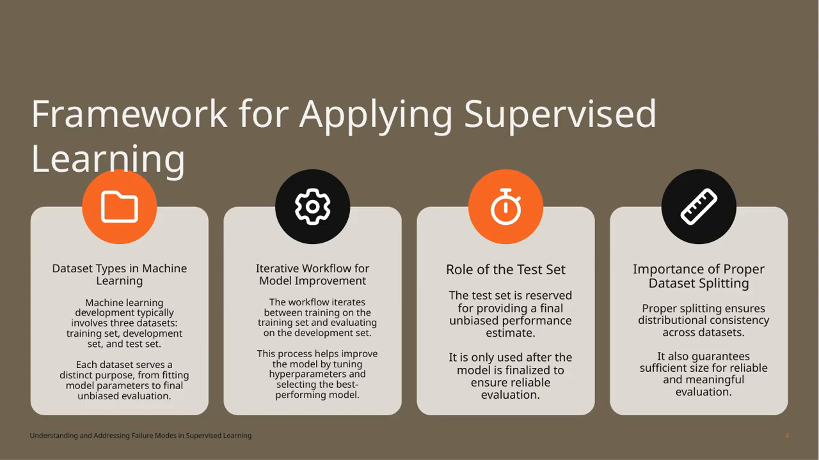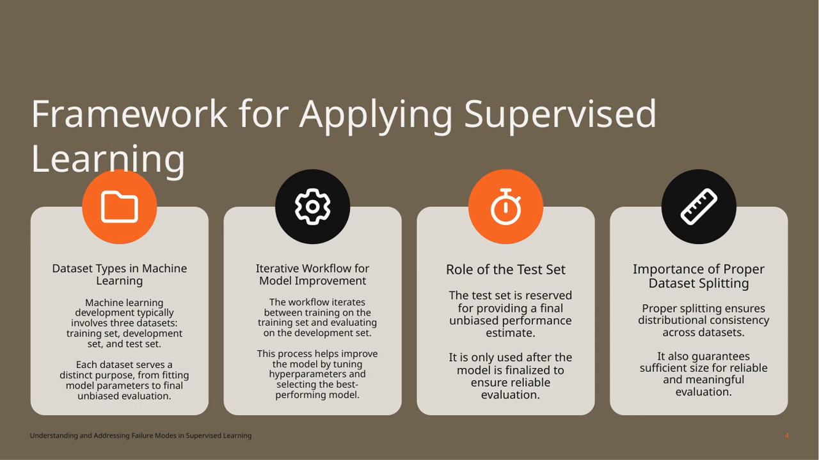Next, let's talk about the role of the test set. This dataset should be reserved exclusively for the final evaluation. Once we've finalized our model after all tuning, we run it on the test set to get an unbiased estimate of its true performance. It's the ultimate check to ensure our model generalizes well.